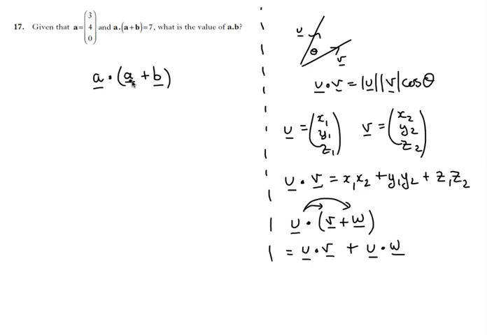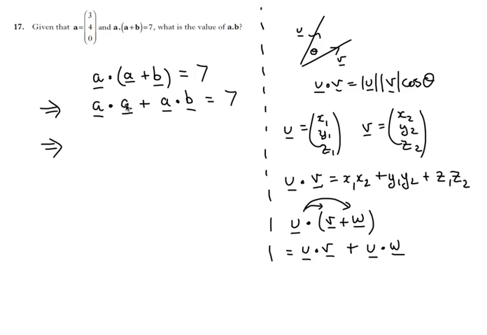Now, this dot product, we are told, is 7. We know that we can get rid of brackets here, and therefore we can take the dot product of A with each part of this sum. So A dot A plus A dot B, and that equals 7. So what can we do with this?